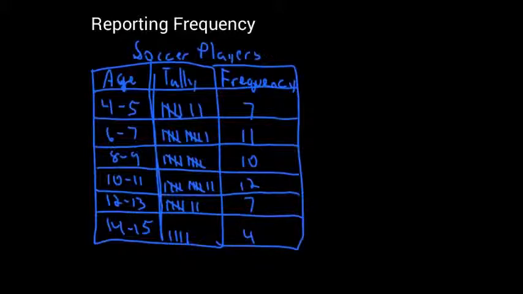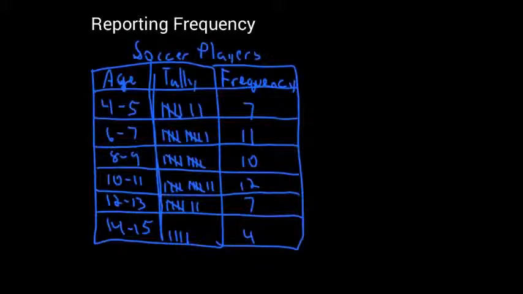All right, so we're going to talk about reporting frequency today. I have a frequency table here of soccer players, and I grouped them by age. So 4 to 5, there's 7 players, 6 to 7, 11, 8 to 9, 10, 10 to 11, 12, 12 to 13, 7, 14 to 15, there are 4.